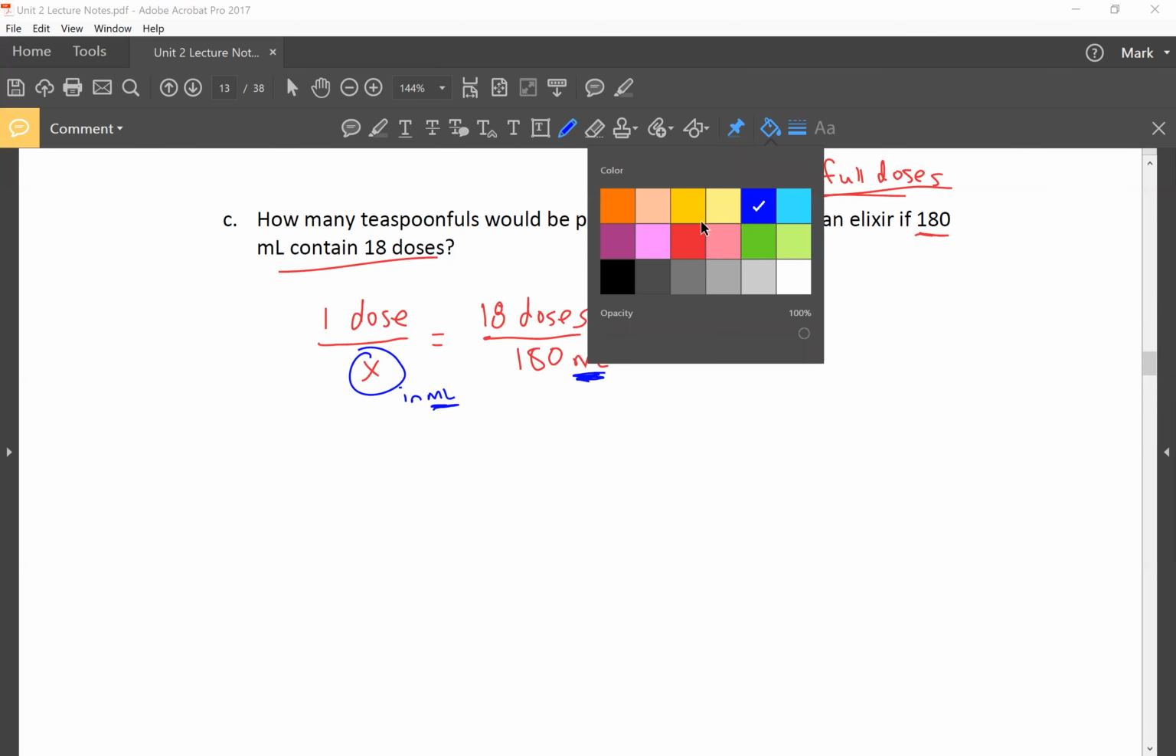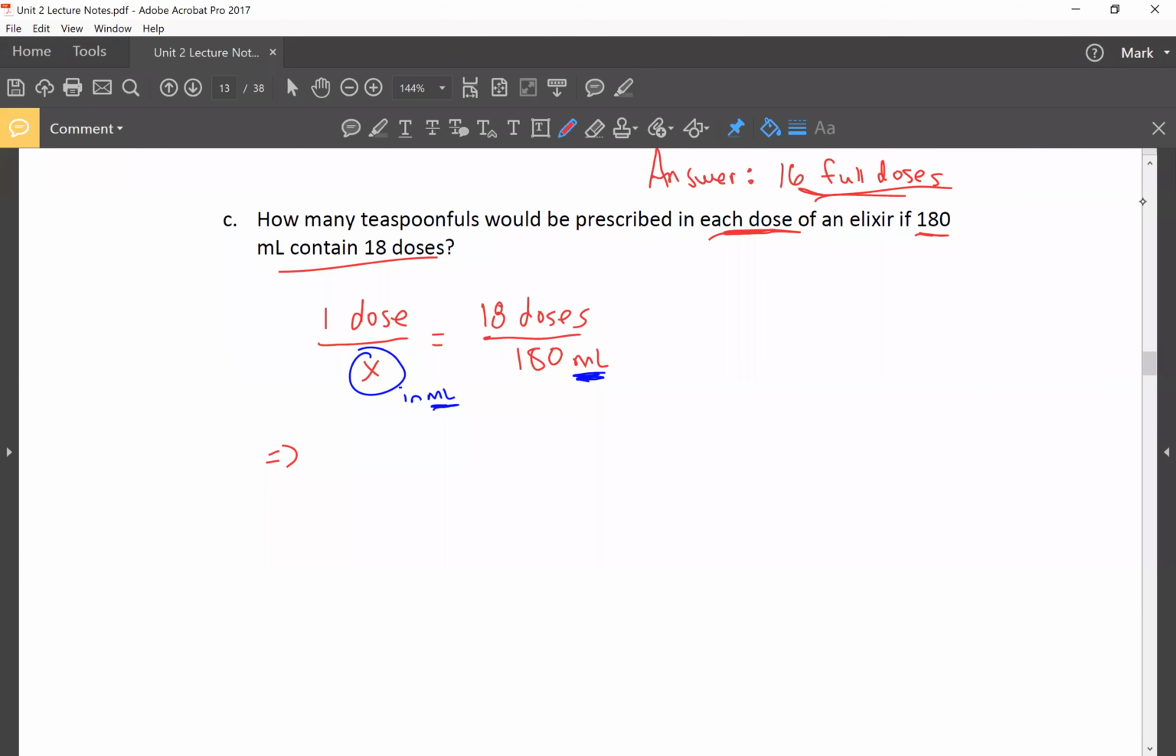And I'm still not done this question. But the idea is, when I solve for x, it's basically going to be 180 over 18, so 10 milliliters. I'm just solving for x, guys. I'm just trying to save a bit of time there. Obviously, I cross multiply. Hopefully, you guys know where that comes from.